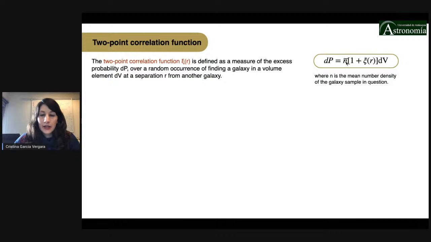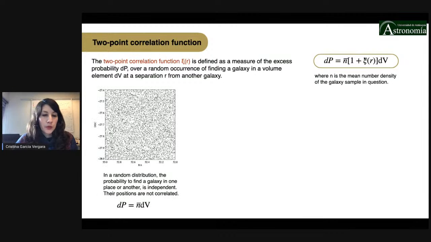Here, n is the mean number density of the galaxy sample in question, the number density of galaxies in the universe, like the mean average over all the space. dV is the volume, and this is the correlation function. Then, for example, using the same example as in the previous slide, this is a random distribution.